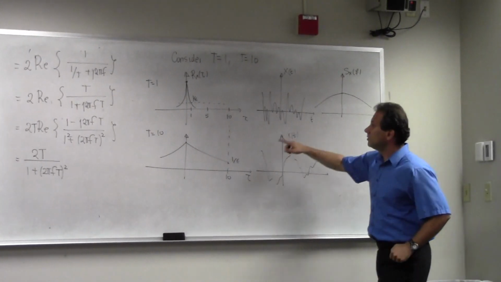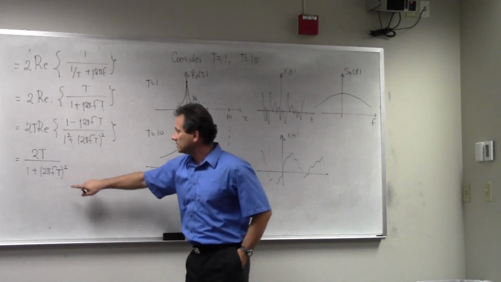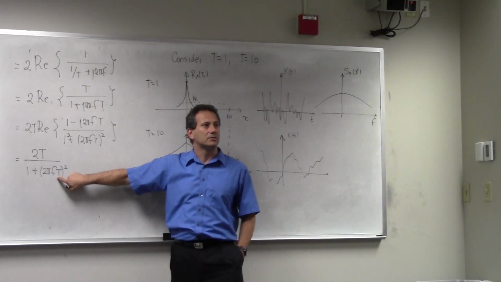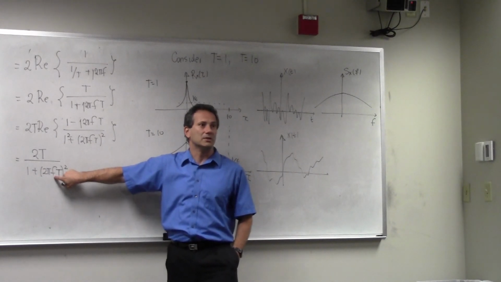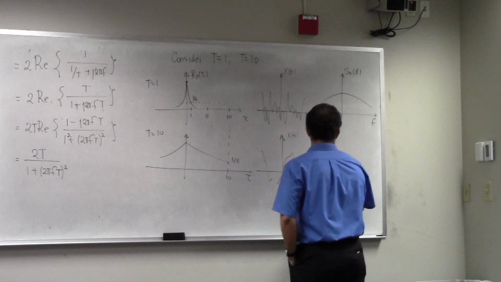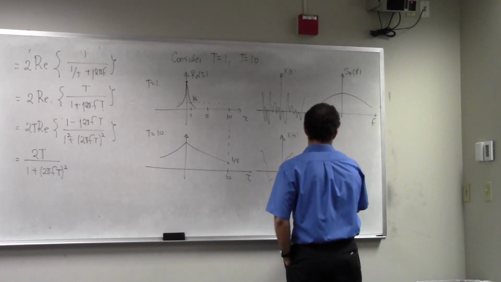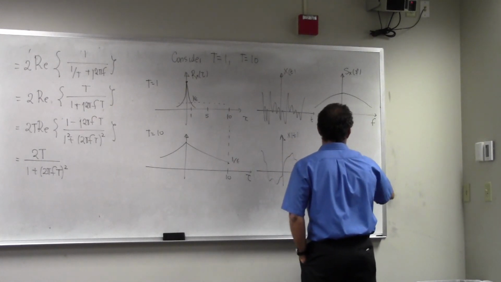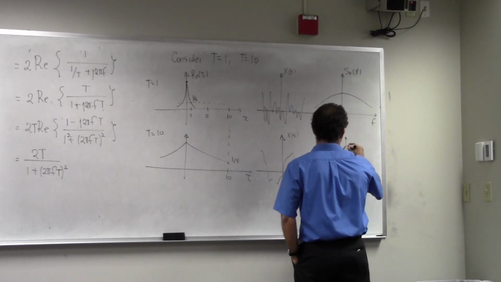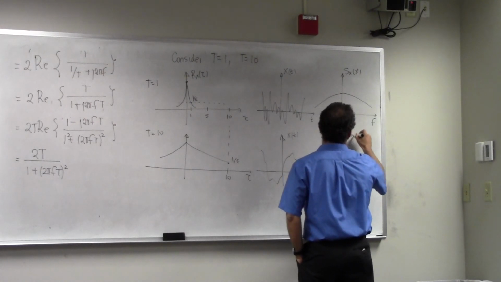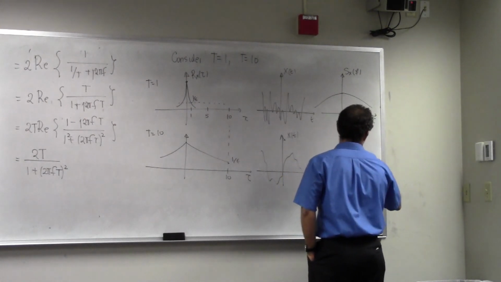Now let's go back to our power spectral density. Here, T is large, so f can be small before this becomes significant. So if you look at the power spectral density associated with this signal, it looks like this.